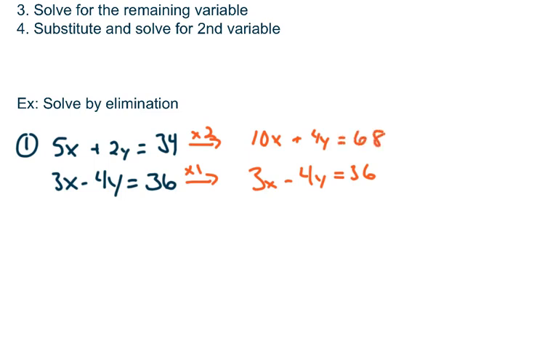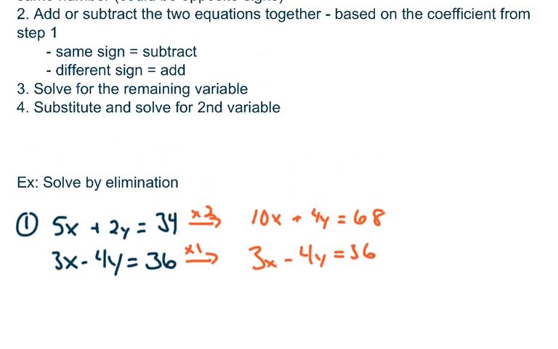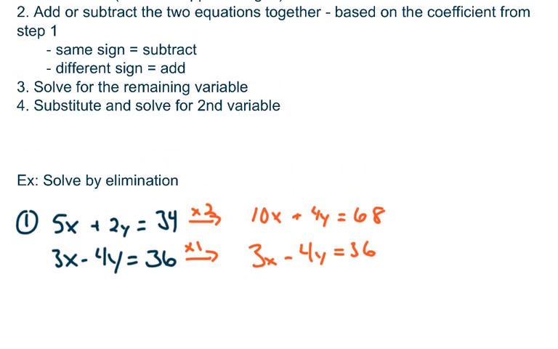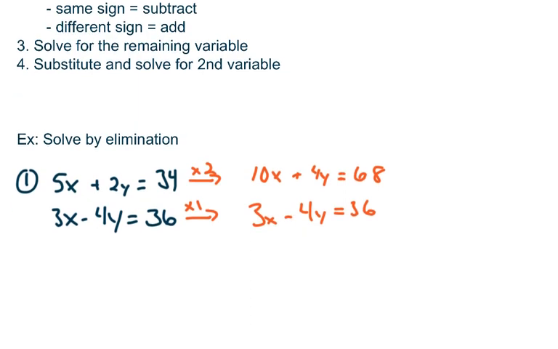Now, we need to move on to step number 2. Add or subtract the two equations together, and it's based on the coefficient from step 1. So the coefficient that we decided to be the same was 4. The signs here are opposites. So different signs, we're going to add these two equations together. So I'm going to do step number 2 in blue. I'm going to add these two equations. I'm going to keep my signs organized.